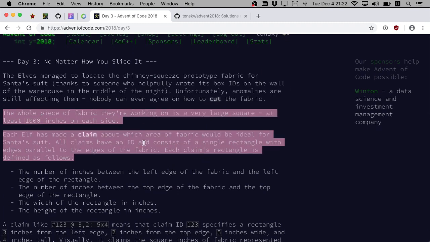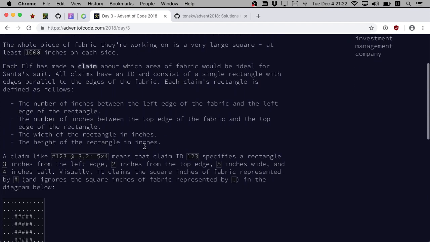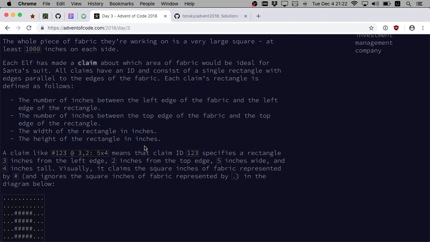So it's a very large square, 1,000 inches. Each elf has made a claim about which area of fabric would be ideal for Santa's suit. All claims have an ID and consist of a single rectangle with edges parallel to the edges of the fabric. Each claim's rectangle is defined as follows: the number of inches between the left edge of the fabric and the left edge of the rectangle, the number of inches between the top edge and the top edge of the rectangle, the width of the rectangle in inches, and the height of the rectangle in inches.